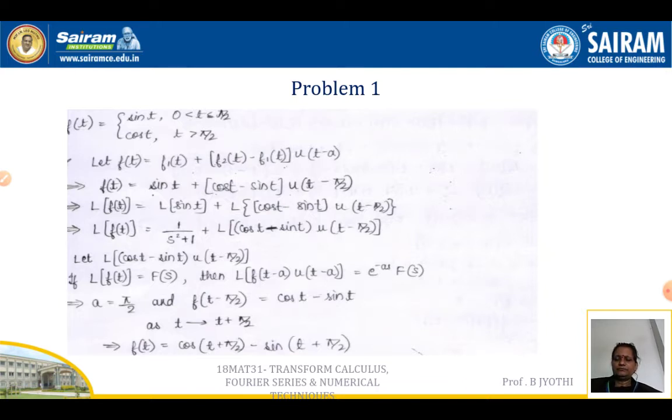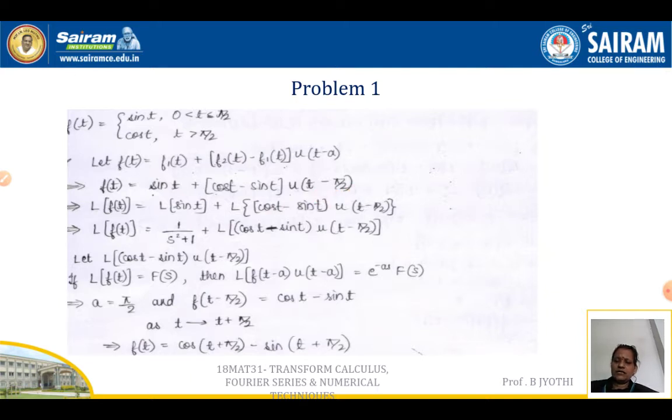The first problem: f of t is sin t when t is varying between 0 to pi by 2, and cos t when it is greater than pi by 2. By the property of the unit step function, f of t will be f1 of t plus f2 of t minus f1 of t into u of t minus a, where in this case a is pi by 2. So in the solution, f of t is sin t, that is f1, plus cos t minus sin t into u of t minus pi by 2.